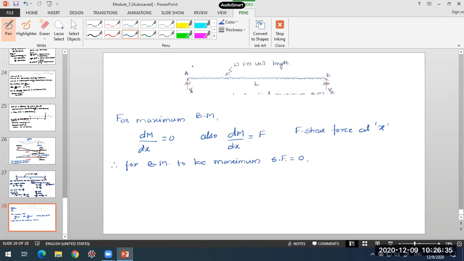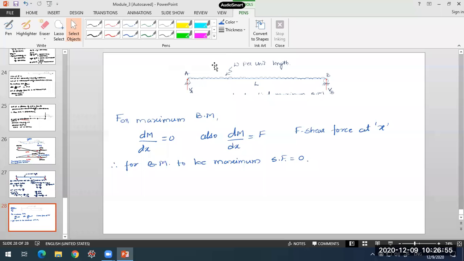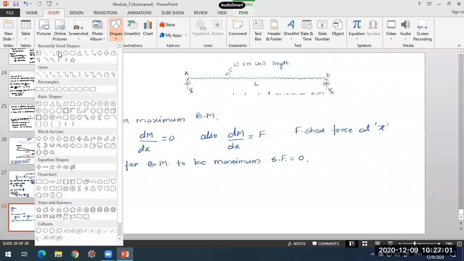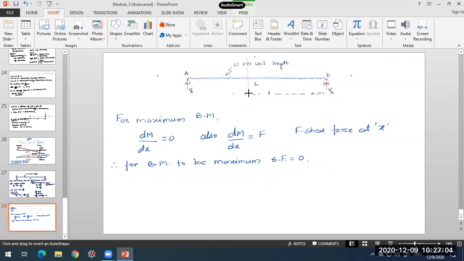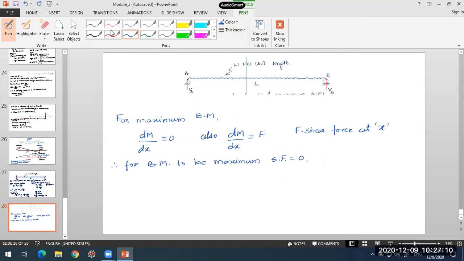So let us first find where the shear force is coming out to be 0. The variation of shear force we have seen is from plus WL by 2 to minus WL by 2. It is changing from point A to point B, from positive to negative. So somewhere in between A and B, it is coming to 0, and our shear force is changing the sign. Let us take one section somewhere between A and B. I don't know at what distance it is changing, so our job is first to determine this distance x where the shear force is 0.